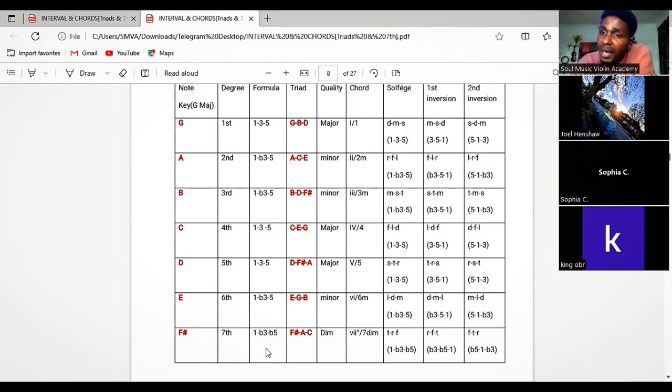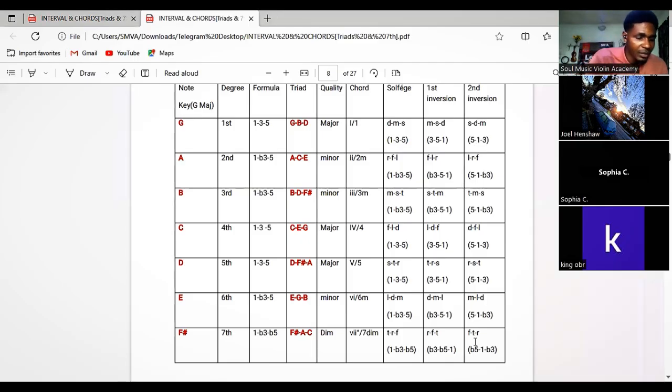Ti, Re, Fa. So the 7th is always a diminished. In root position, it is Ti, Re, Fa. In first inversion, it is Re, Fa, Ti. In second inversion, it is Fa, Ti, Re.